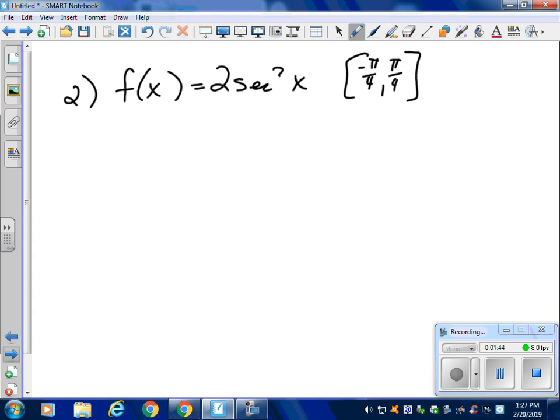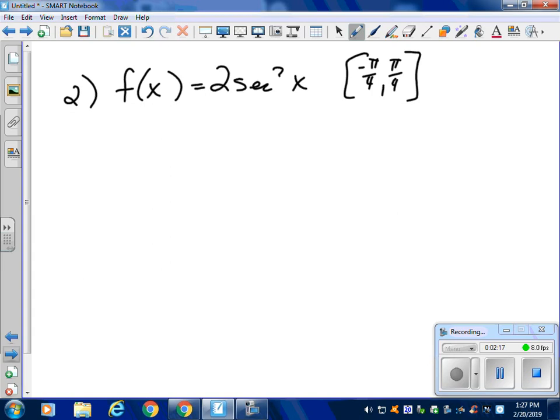Okay, so f of x is 2 secant squared of x from negative pi over 4 to positive pi over 4. So again, when you're working one of these questions, it doesn't always help, by the way, to have a visual. Sometimes it does. For secant squared of this formula, I don't know what it would look like. So I'm going to try to do this one without a picture, because the picture's not that important. It's the math that's important.